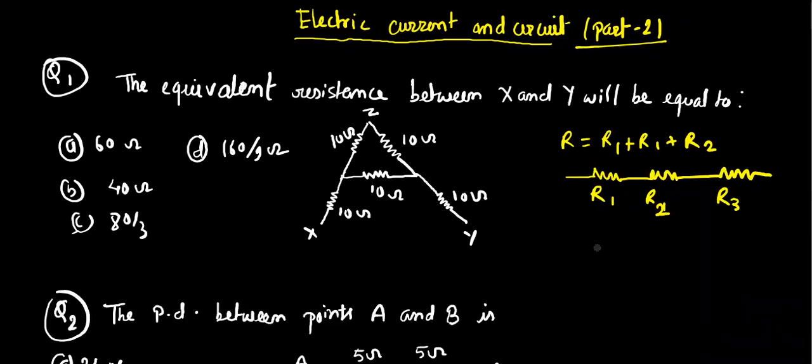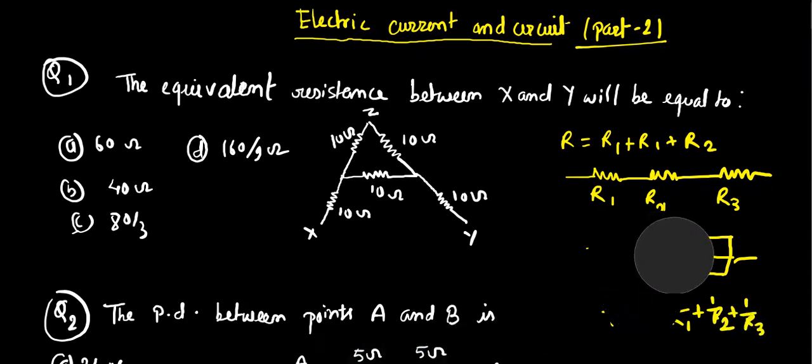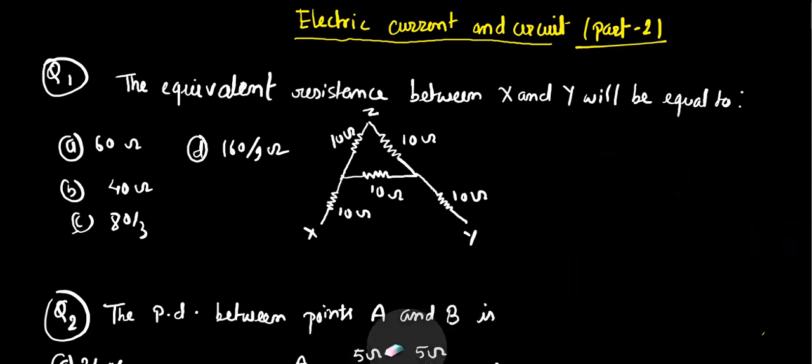And if we connect resistances in parallel, this is a kind of parallel combination, then the reciprocal of the equivalent resistance will be the sum of the reciprocals of the individual resistances in the circuit. So basically we have to know these formulas, and then we can easily tackle the questions. So now we are going to solve some MCQs.